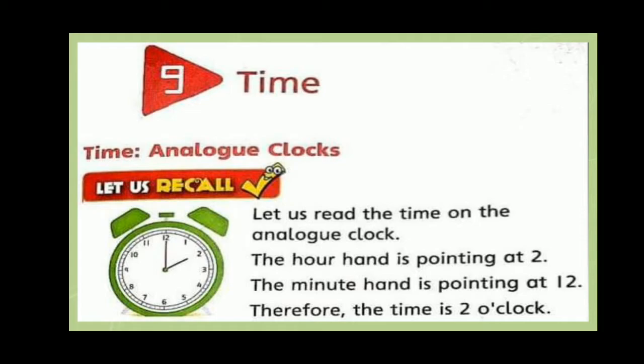On the analog clock, tring tring. Here is a clock. It is used to know the time. The round shape of the clock is its face, and it has 12 numbers on it. I have two hands just like you. Let's read the time on this clock.